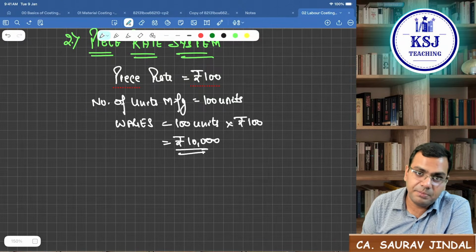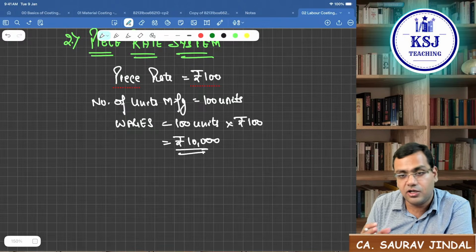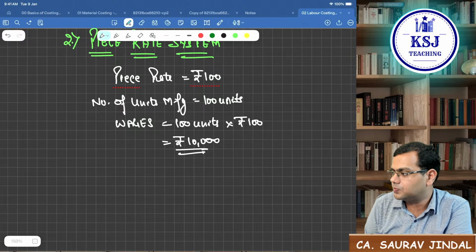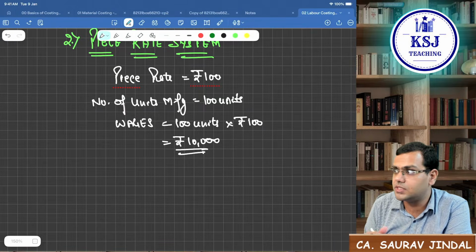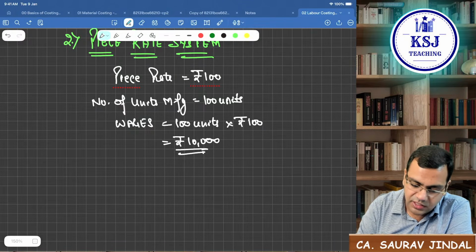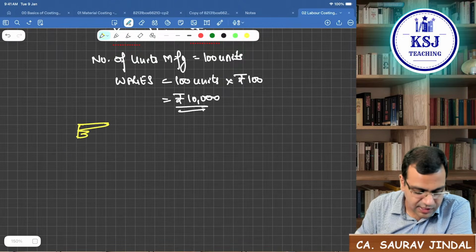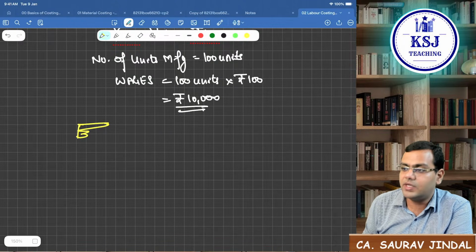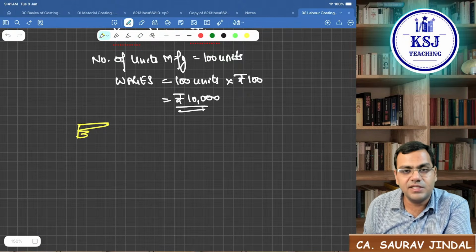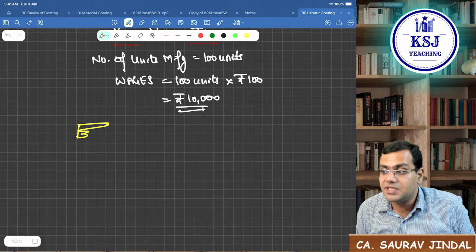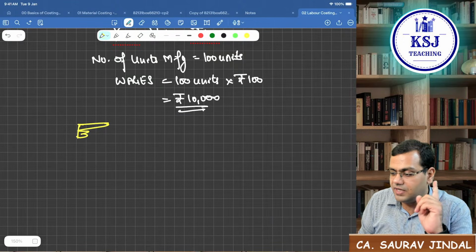Now in case of piece rate, there is one interesting twist that the ICI can do, where you have to be very careful. What is that interesting twist? See here, this interesting twist, I will mark it like this. What is the information they will say? They will say the wages to be calculated on the piece rate. Listen to it very carefully what I am saying.